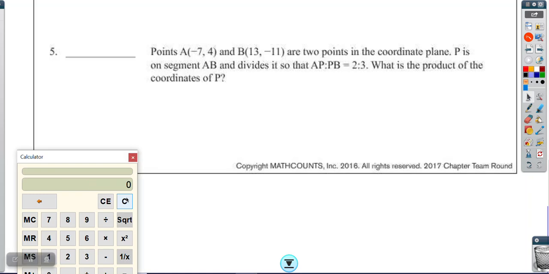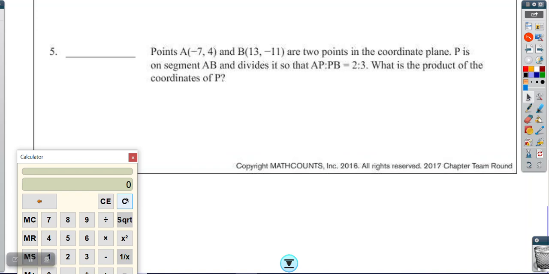All right, so here's number 5 from the 2017 team round chapter. Here we go. We have 2 points, point A and point B, and the 2 points are on the coordinate plane, which means they're on a 2-dimensional plane. Just think about it as a grid, that's all. There's no 3D stuff going on.